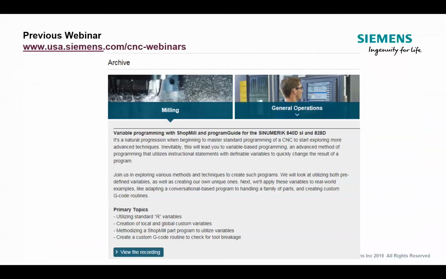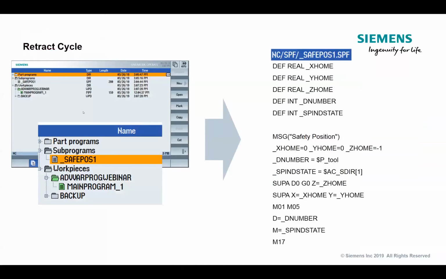Okay, so in that webinar, one of the things we did was we explored the world of creating a basic cycle, right? And that cycle was really nothing more than a part program that was being called up by another program. So that's a nice, quick, simple way in the Siemens world to kind of create functionality, right? So we wanted to do a basic retract cycle.